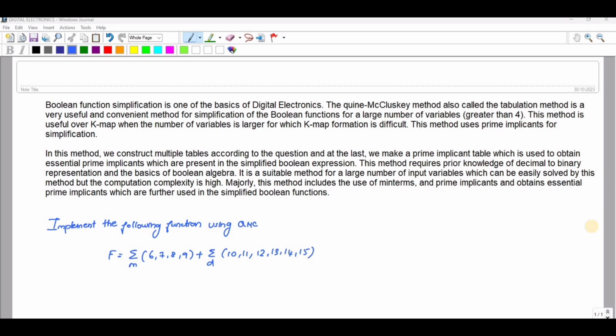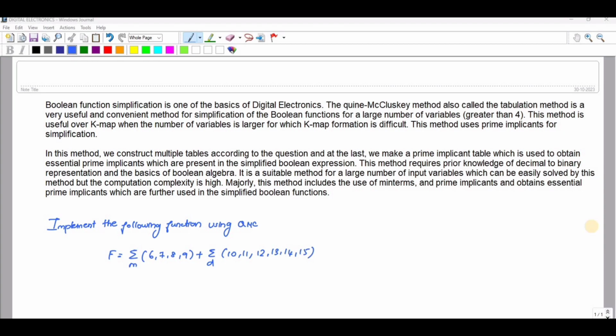This method requires prior knowledge of decimal to binary representation and the basics of Boolean algebra. It is a suitable method for a large number of input variables, which can be easily solved by this method, but the computation complexity is high. Majorly, this method includes the use of minterms and prime implicants, and obtains essential prime implicants which are further used in the simplified Boolean function.